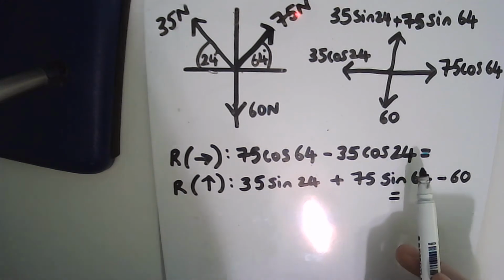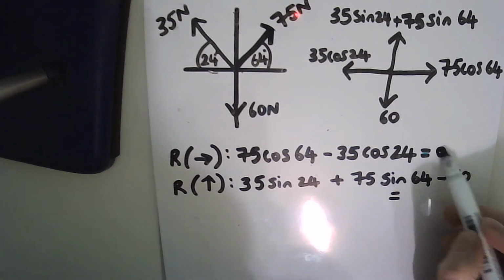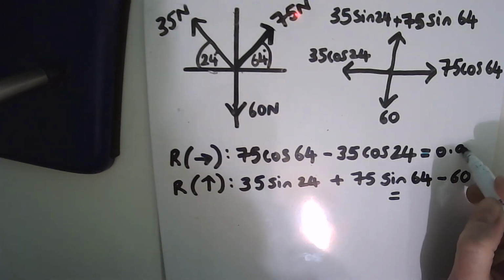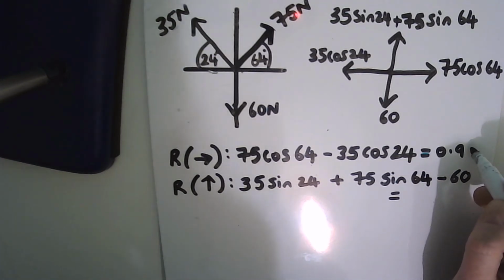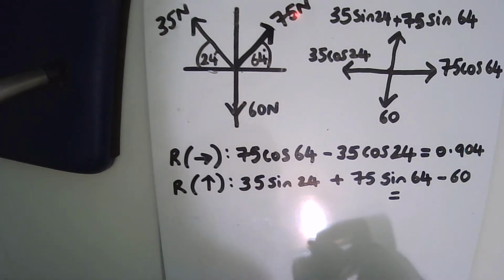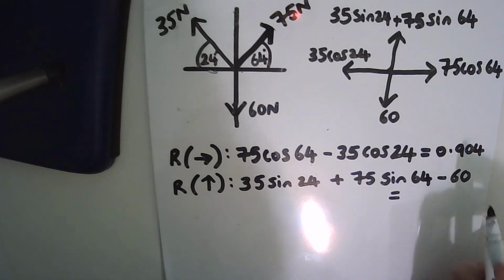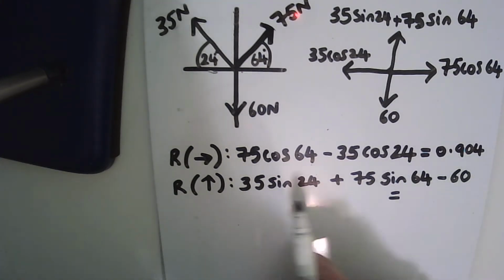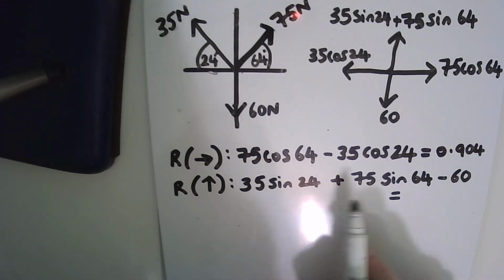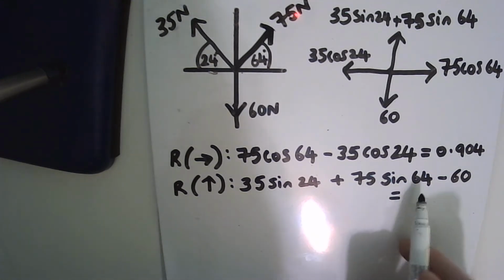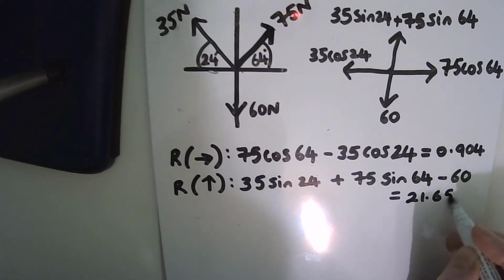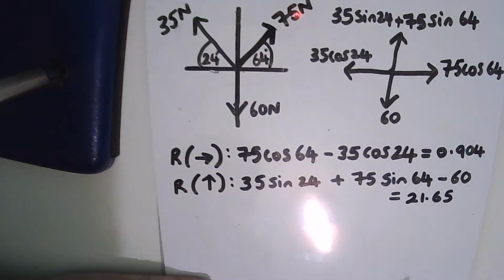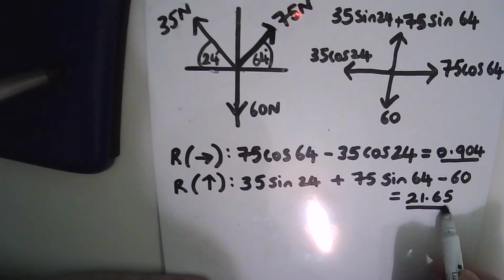So the first one here, when we work it out, it should be 0.9. Now it's 904 and so on, more digits. I know yesterday I said we'll round that to 2 decimal places, but because it's a 0, I'm actually going to stick an extra digit on there and do that to 3 decimal places, but normally you just would do it to 2. And on this one here, 35 sine 24 plus 75 sine 64, and take away our 60, we should get 21.65.